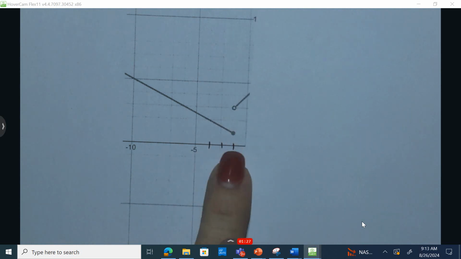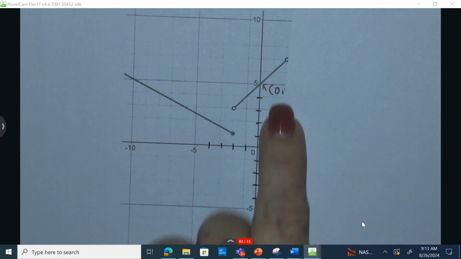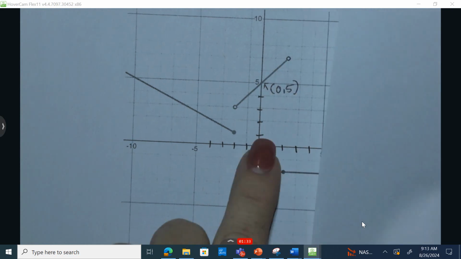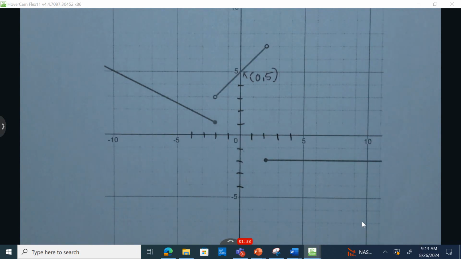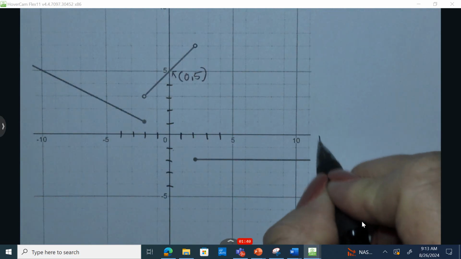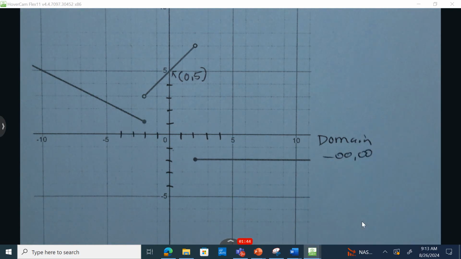Let's now identify what the domain is. As we look from left to right, if you were walking along the x-axis from the far left to the far right and you look up, you can continuously see some piece of this function the entire time. Even when we jump from one piece to the next piece, as you walk from left to right on the x-axis, you are constantly seeing some piece of the function. So how do we write that down? The correct domain for this function is negative infinity to positive infinity.